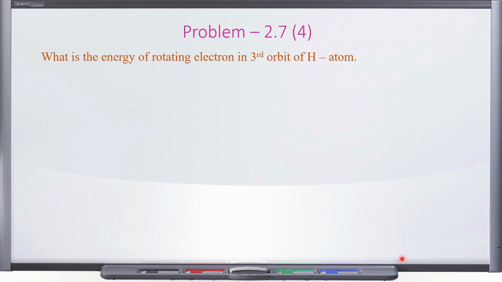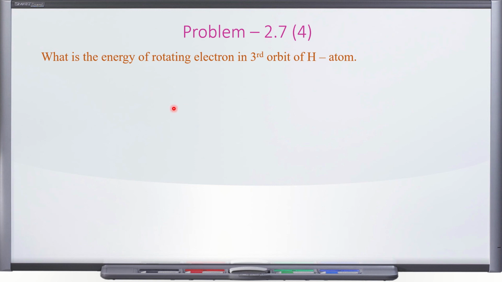2.74, what is the energy of a rotating electron in the third orbit of a hydrogen atom? Here you have to find out the energy of an electron which is rotating in the third orbit of a hydrogen atom. Look, dear students, to find out the energy of an electron, only the orbit number is given, that is the third orbit, and hydrogen atom, and from there you know the atomic number of hydrogen is 1. But here the frequency or wavelength of the electron is not given.